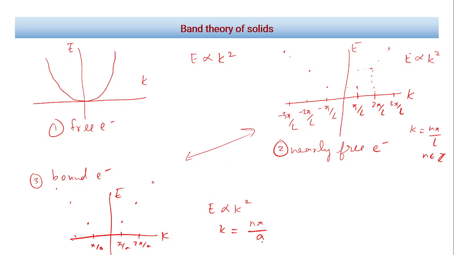Why? Because A and L are very different. L has a dimension of meters, so this k value will be smaller, whereas here A is in angstroms, so this k value will be larger. That is the difference. There is a huge difference in the scaling. So this is how energy depends on the wave vector of the electron. If the electron is free, it can take any value of energy, whereas as it becomes nearly bound or completely bound, energy becomes discrete, and this is what we are showing here.